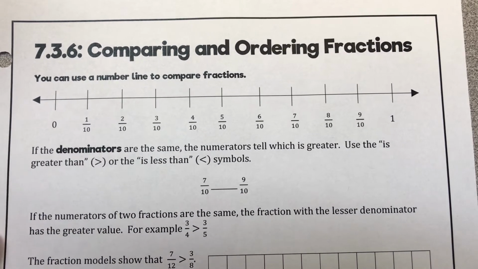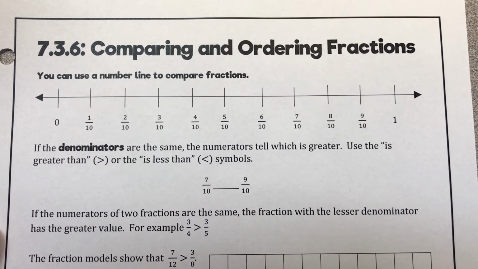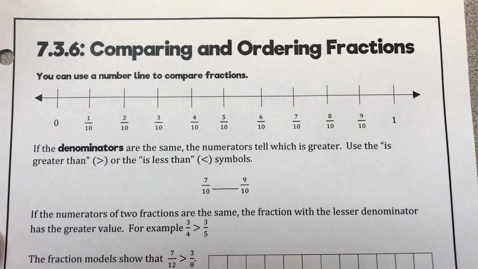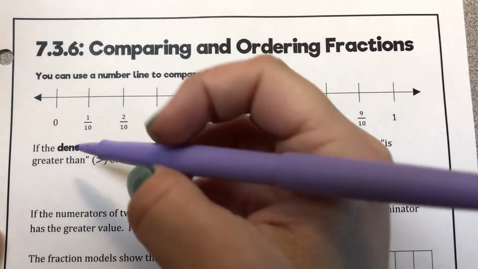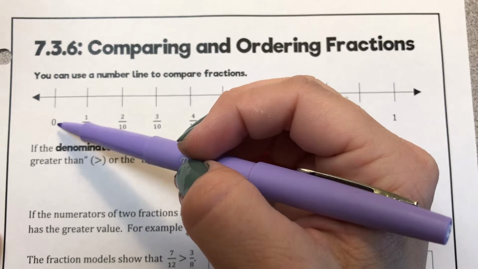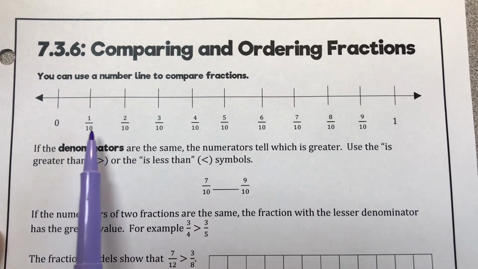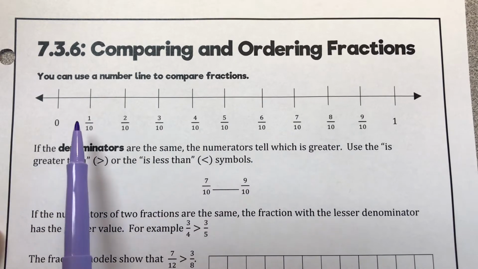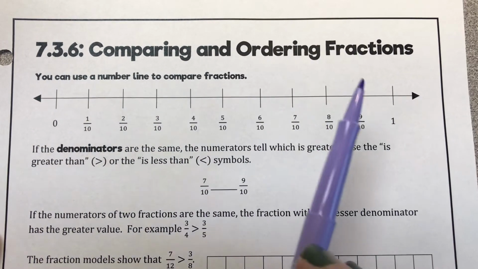Okay, today we're going to go ahead and talk about comparing and ordering fractions. So you can use a number line to compare fractions. That's really convenient if they all have the same denominator, right? We can see that down here is 0 and up here is 1. And in between 0 and 1 are all kinds of fractions. There's 1/10, 2/10, 3/10, 4/10, on and on and on and on.